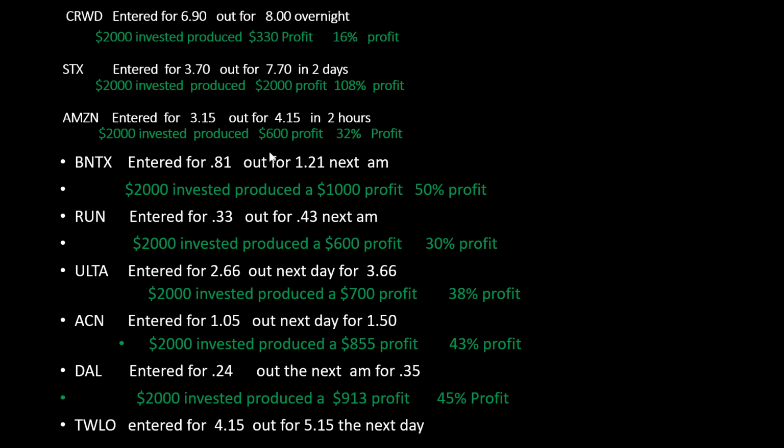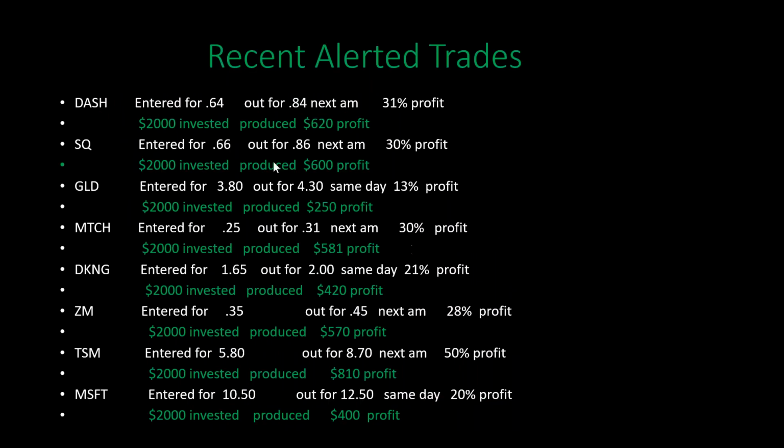So again, I'm not going to go over each one of these, but you can see that there'll be losses in the alerts as well. But these were nice profitable trades, 30, 40, 50% most of the time. Again, these are even some recent ones. Dash we looked at. Again, 31% profit. This was in for 64, out for 84 overnight. In for 66, out for 86 overnight.